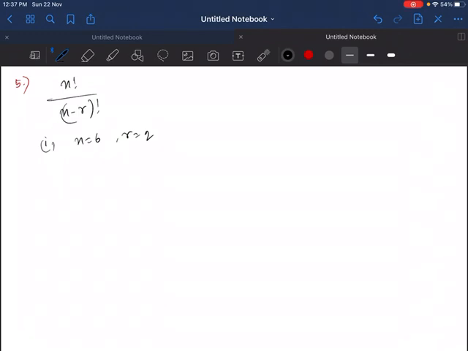So if I put n is equal to 6 in there, we get 6 factorial divided by 6 minus 2 factorial. So we have 6 factorial divided by 4 factorial, and we know 6 factorial is what? 6 into 5 into 4 factorial divided by 4 factorial. So this 4 factorial goes away. So we have 30. So we got the value of 6 factorial divided by 6 minus 2 factorial. So like this way, please complete this exercise.